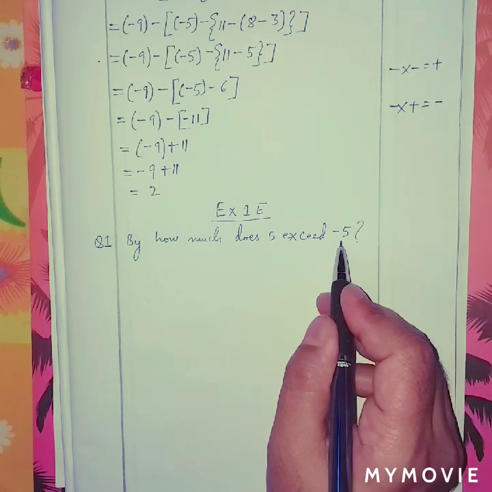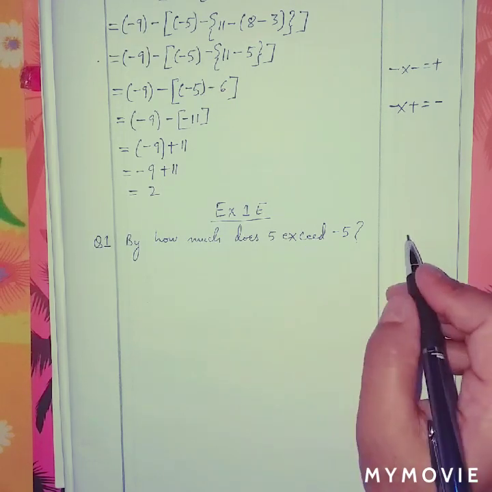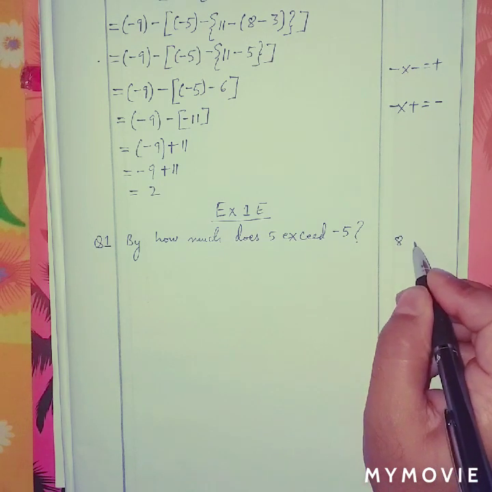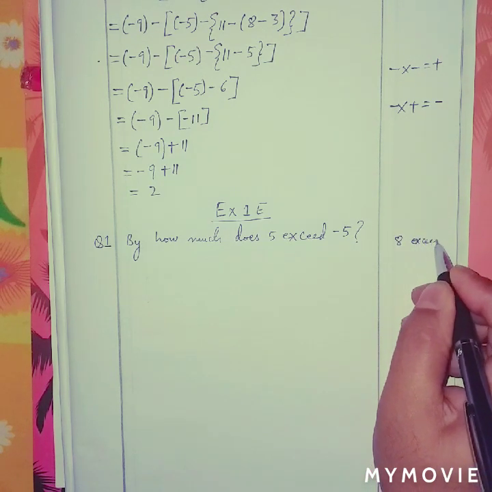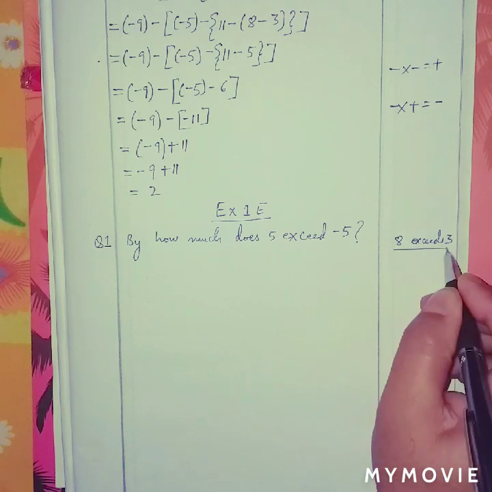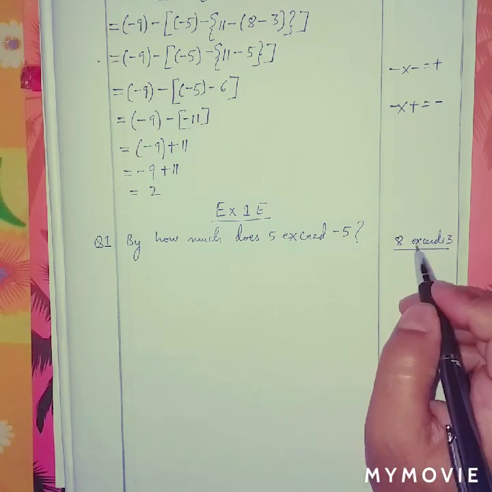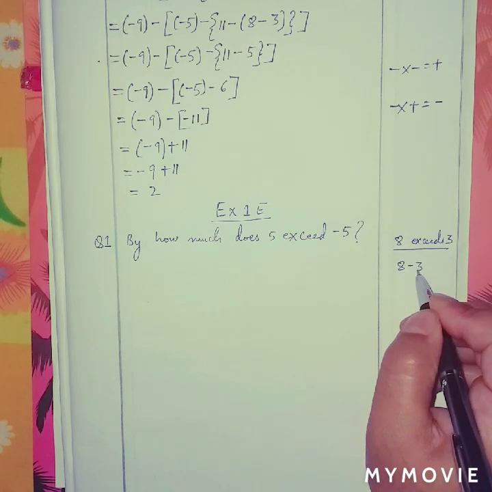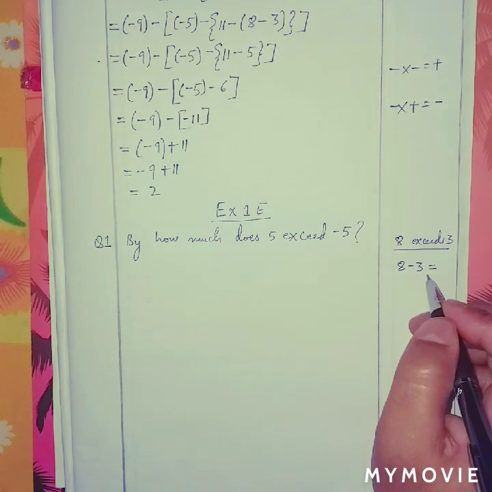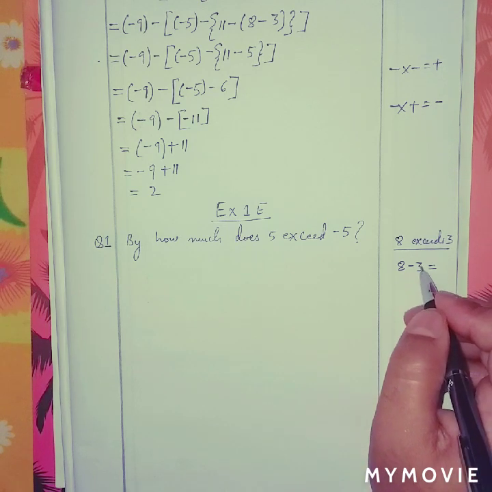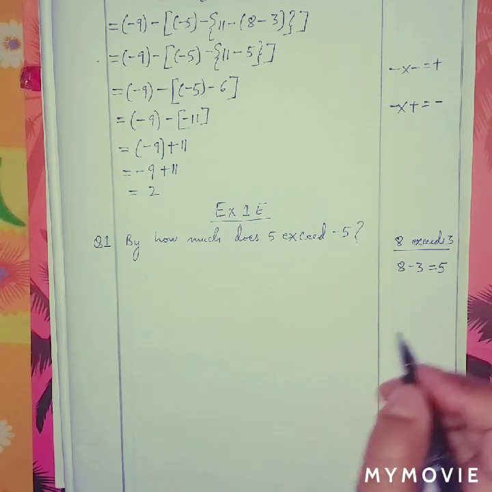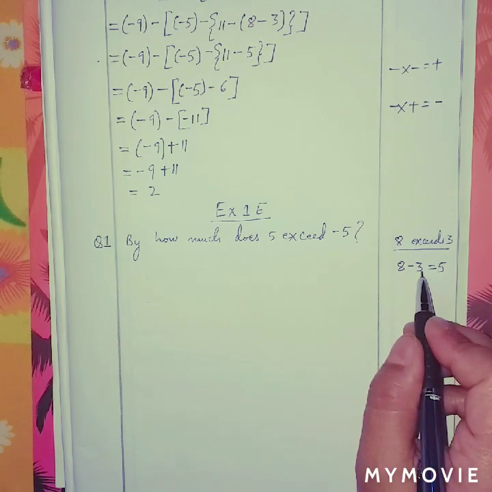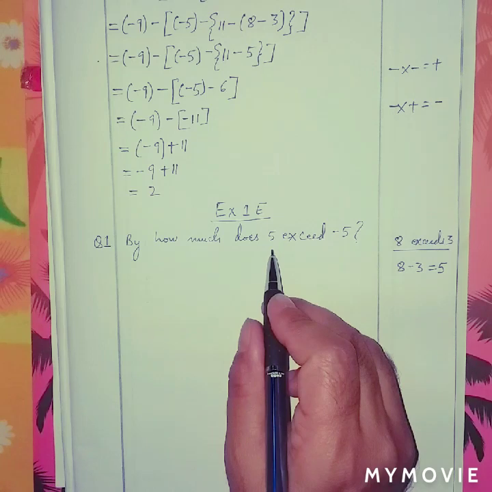So for that, what do we have to do? Suppose, for example, I ask you by how much does 8 exceed 3. Then what will you do here? We will do 8 minus 3. How much is it? 8 minus 3 is 5. So by 5, 8 exceeds 3, isn't it? In the same manner, here also we will do like that.